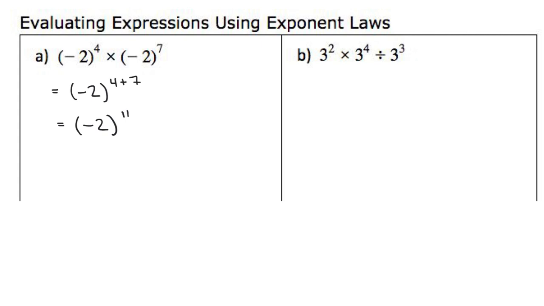All right, for our next one, we have two different operations. We have addition and division in there. So to do that, we just know that we keep the base the same, and then if we're multiplying, we're going to add the exponents, and then if we're dividing, we're going to subtract. So that's going to give us a base of 3 and an exponent of 3.